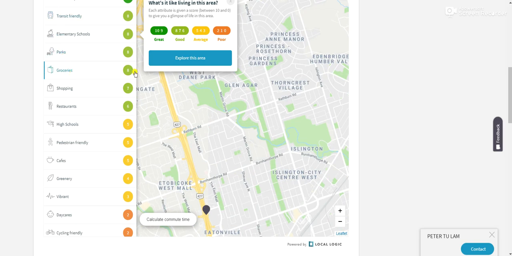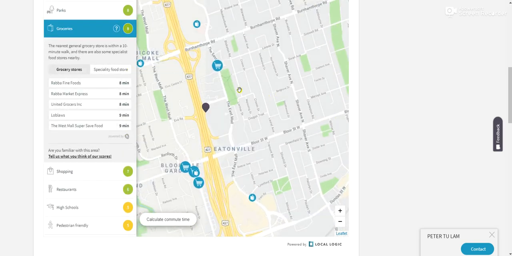Burnhamthorpe, what we're going to do is click on groceries. So we've got this grocery store here, which is Loblaws. We've got Bulk and Bits, which is a Bulk Barn wannabe, Super Safe Food. That's so okay, good. There's stuff around the area, makes it a little bit more walkable, that sort of thing.